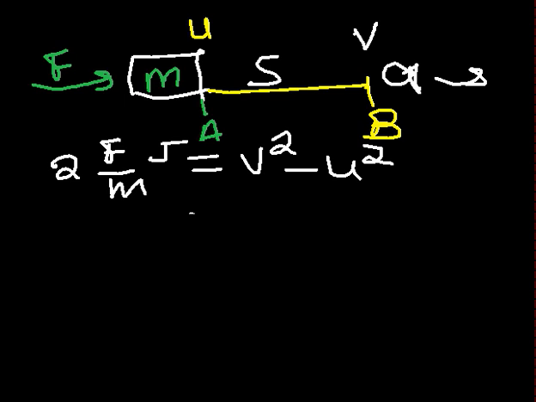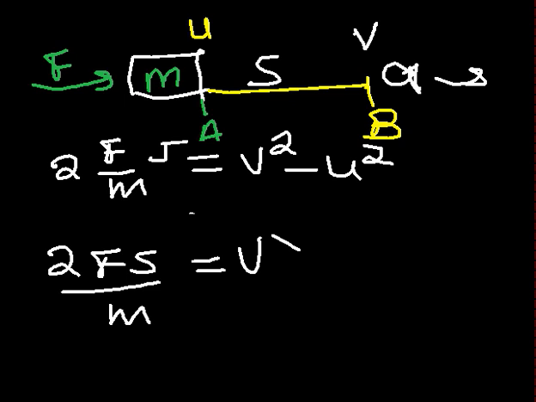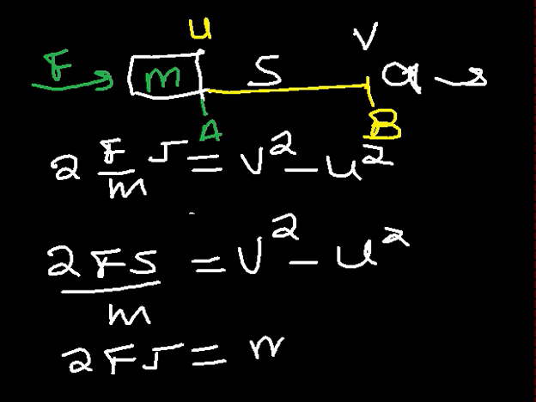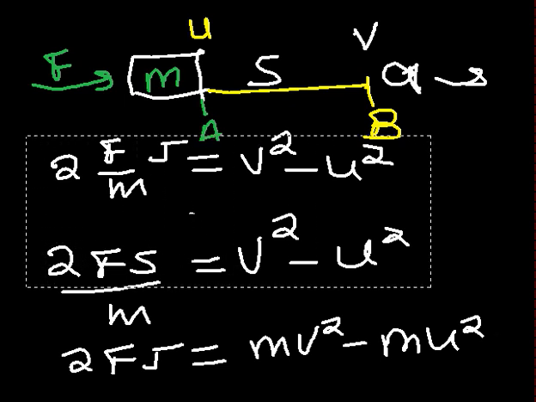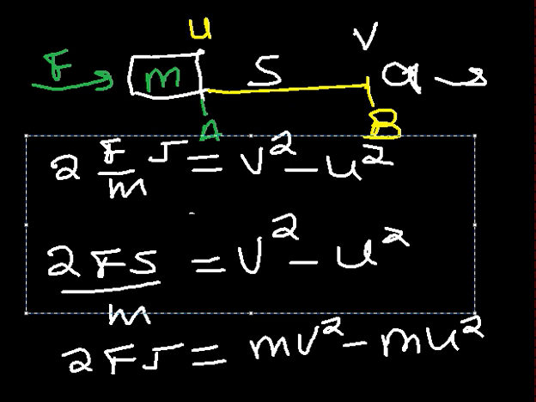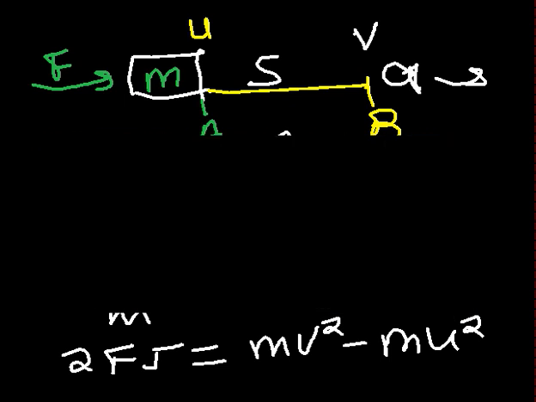With further arrangement we'll have 2Fs divided by the mass, which is equal to v squared minus u squared. For this case, let's multiply both sides by m. So we'll have 2Fs equal to mv squared minus mu squared, and now we can have it as this.